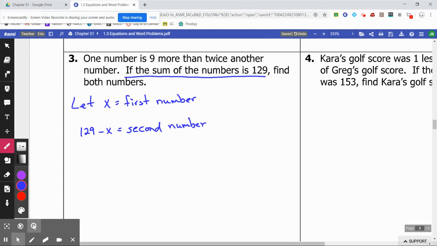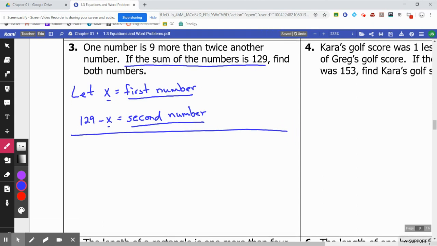Now, what we've done is we've defined both numbers, the first number and the second number, in terms of a single variable, not an x and a y, but just an x. Now, let's read the first sentence again. We use the simplest sentence to define the second number. Now, one number, and we'll let it be maybe the first one. One number, the first number, is 9 more than twice the other number. So twice the other number, 9 more than that.